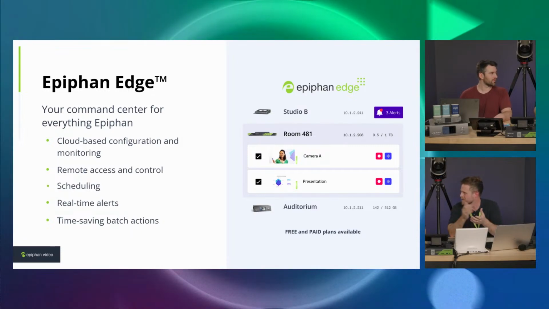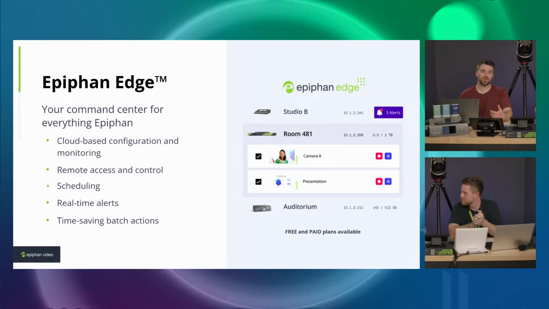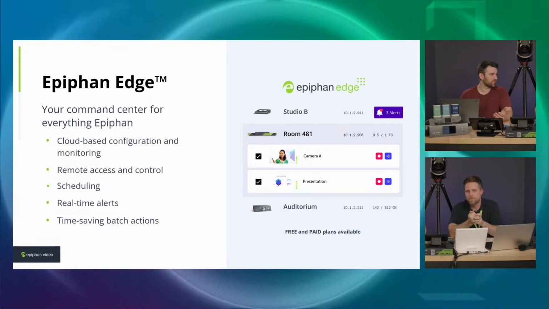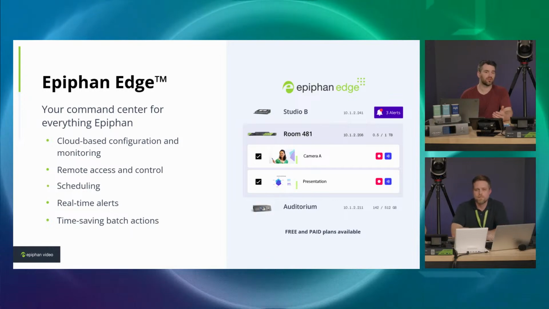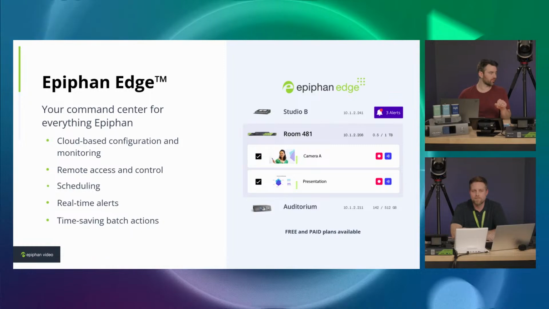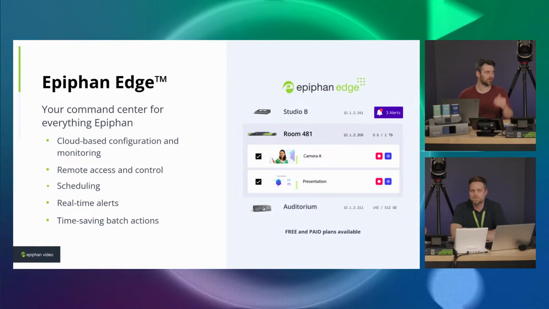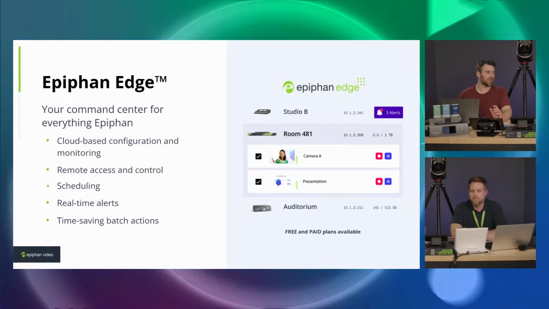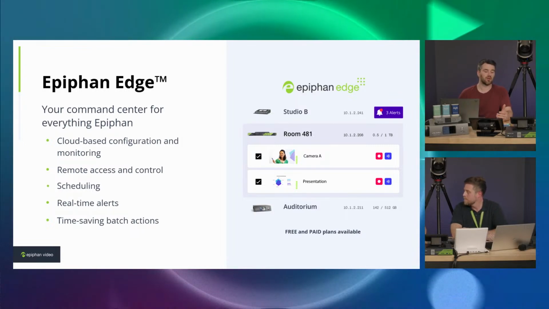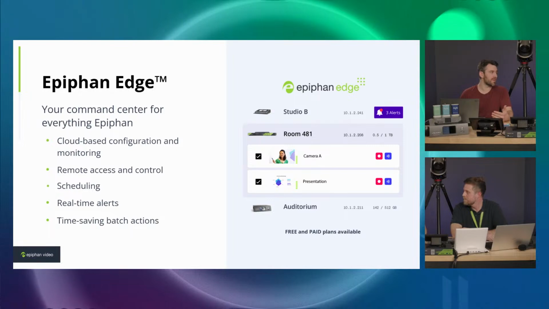What are some other things that people like to use Epiphan Edge for? Real-time alerting as well, batch actions. So let's say you have 200 on campus and a firmware update comes out. Instead of going room to room, you can just select all in Epiphan Edge, press firmware update, and all of them will update. So it can save hundreds of hours potentially. We've heard that before from a couple of different universities, about labor and time spent managing devices.